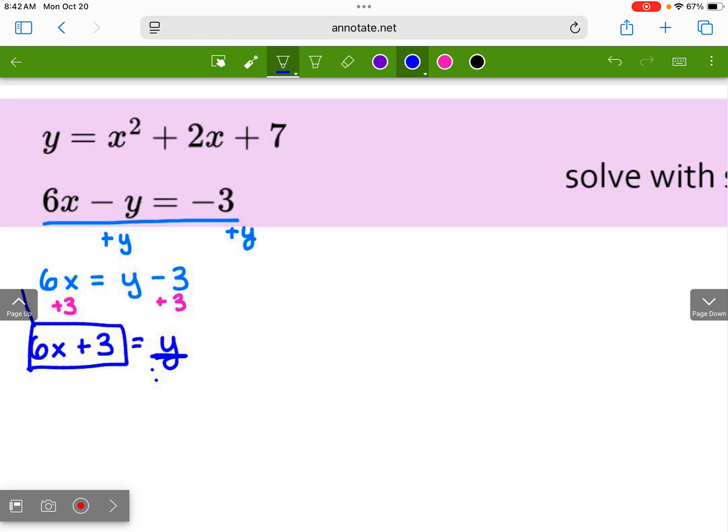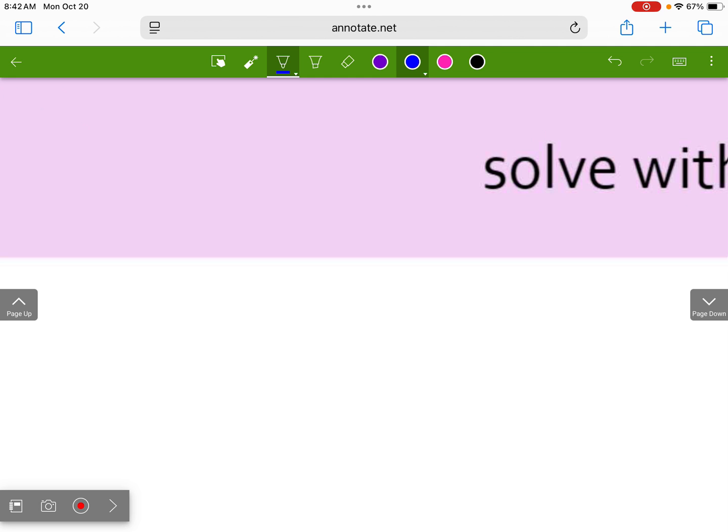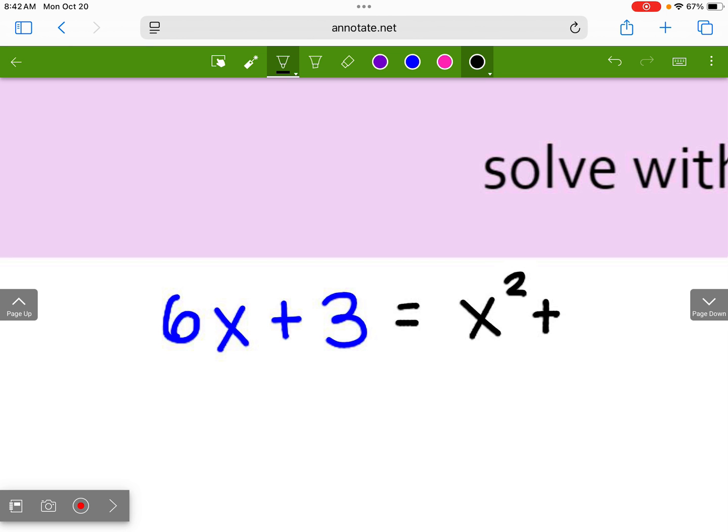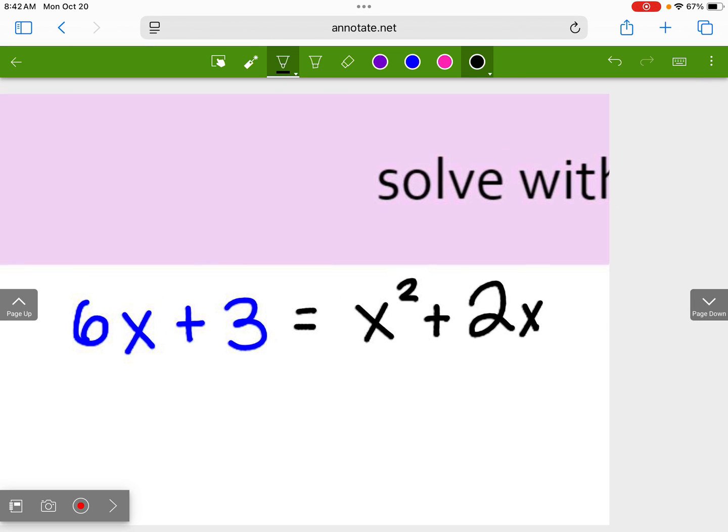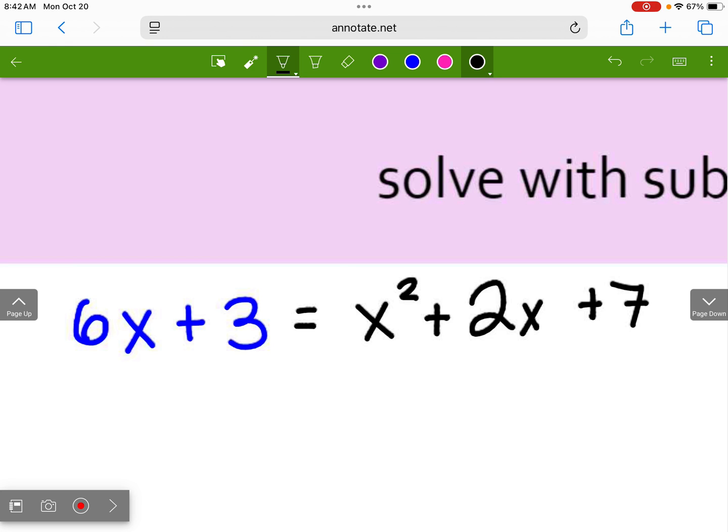So what I'm going to do is take this all the way up to my other equation up here, and substitute that in place of the letter y. So I'm going to do this as a substitution and put my 6x plus 3 and set that equal to my x squared plus 2x plus 7. And so I'm substituting that in place of the y.